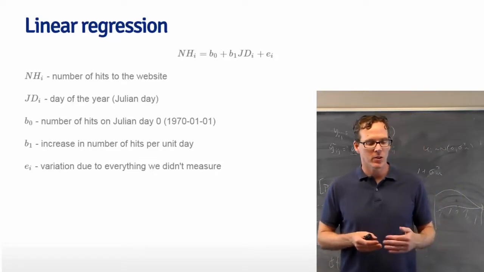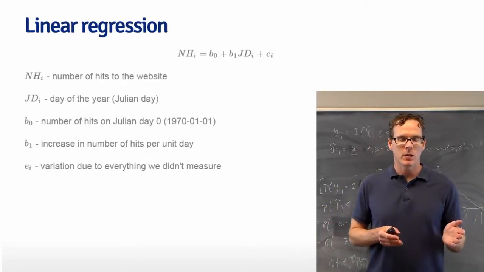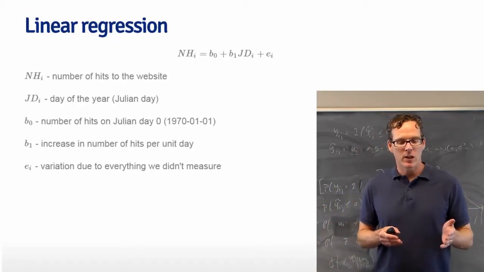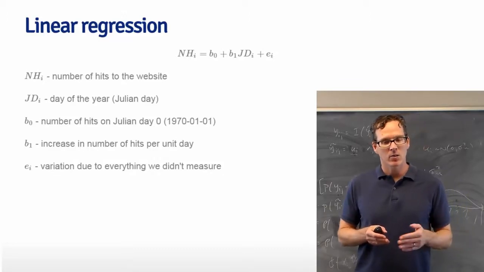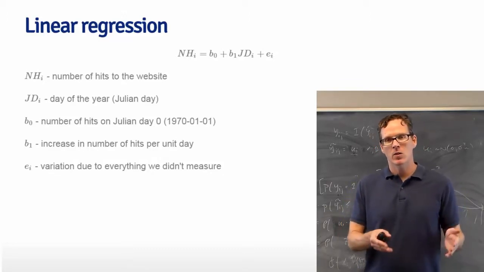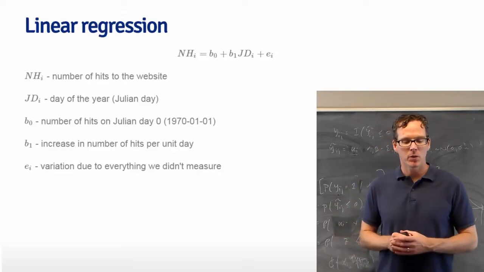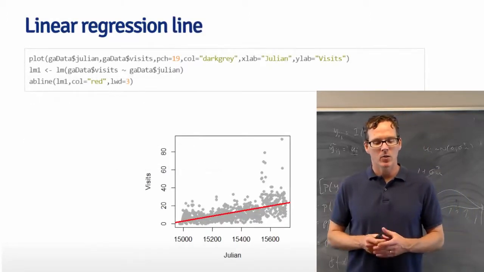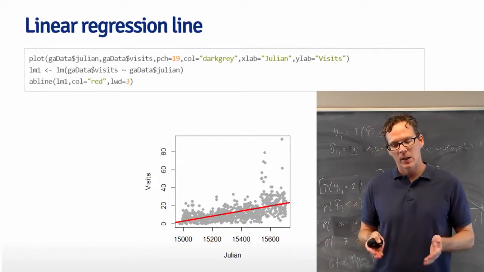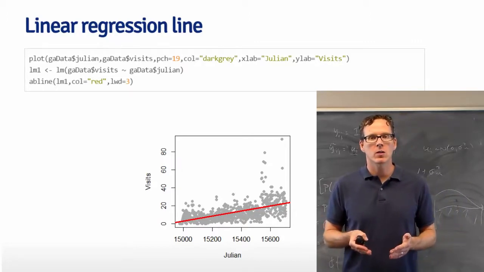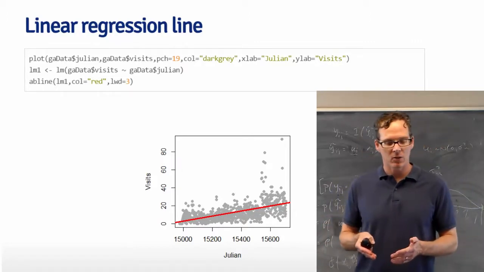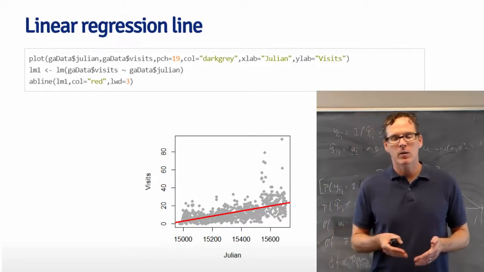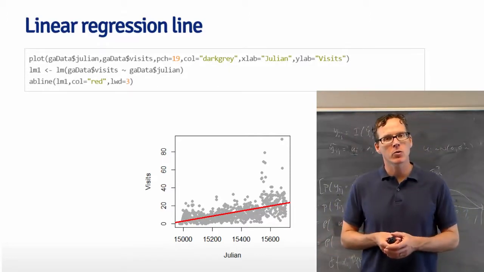So just for notation, number of hits, NH, is going to be our outcome. JD, the Julian day, is going to be our predictor. And this would be a linear regression model. We can plot it and see the fitted line that we would get. You know, it has some issues. Clearly, there's some curvature there. Maybe we should have put an x squared term in. But that would be our first approach to this.